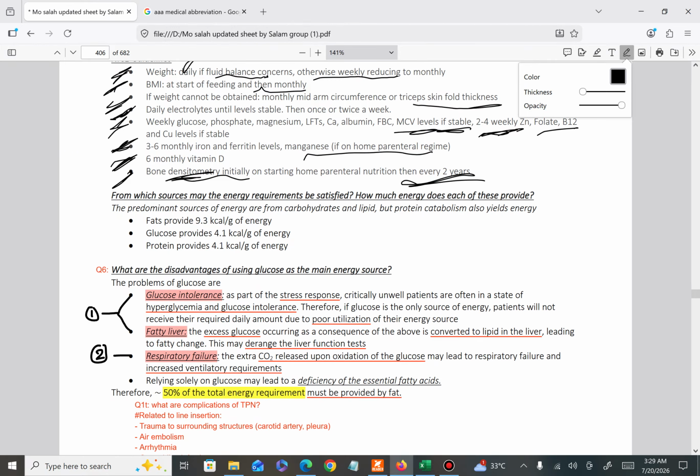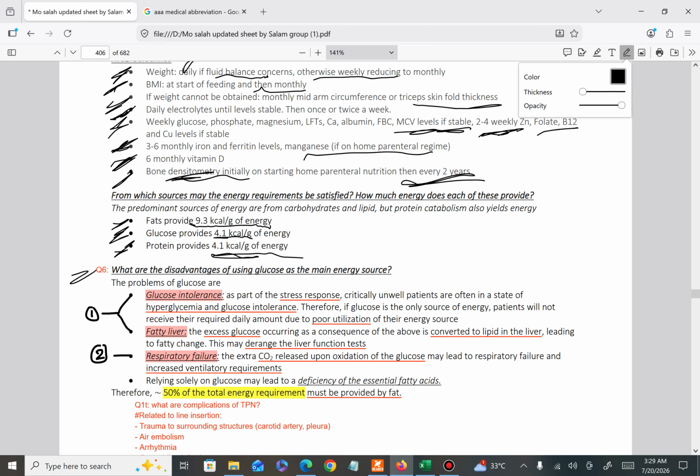Then from which sources may the energy requirements be satisfied? How much energy does each of these provide? So the fats provide 9.3 kilocalories per gram of energy. Glucose provides 4.1 kilocalories per gram of energy, and protein also provides 4.1 kilocalories per gram of energy. So the fats provide the most, 9.3 kilocalories per gram of energy.